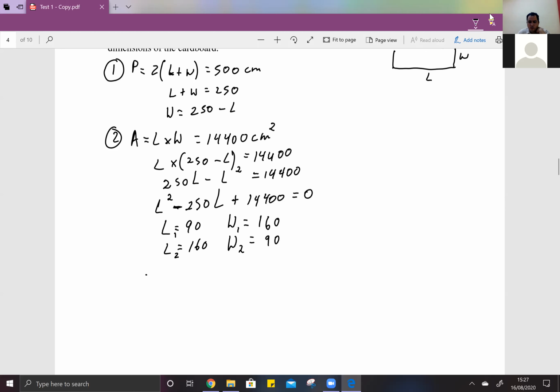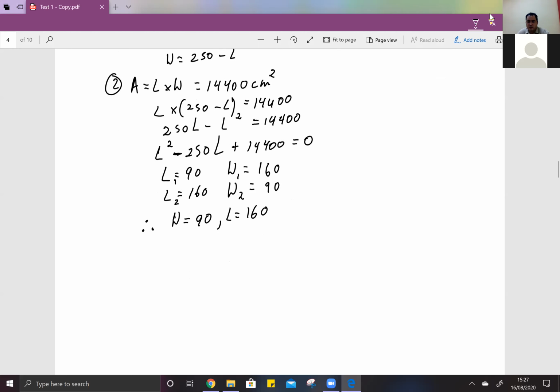Since in a rectangle, width is shorter than length, so we should take the second one, right? W equals 90 and L equals 160. In the final answer, you don't have to write this. Also, you need to write the units, 90 centimeters and 160 centimeters.